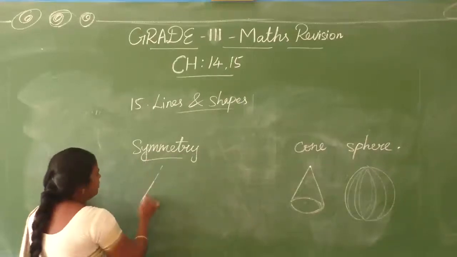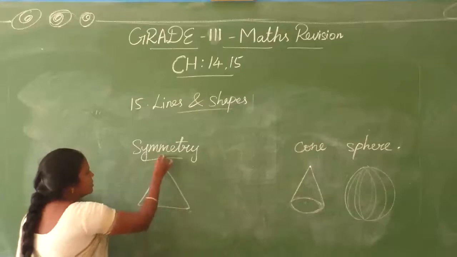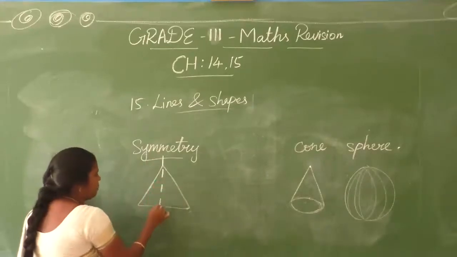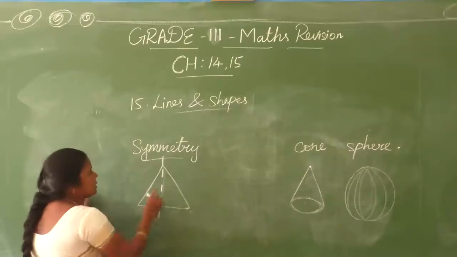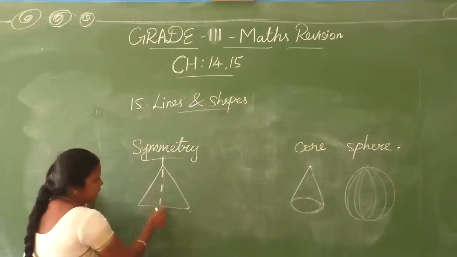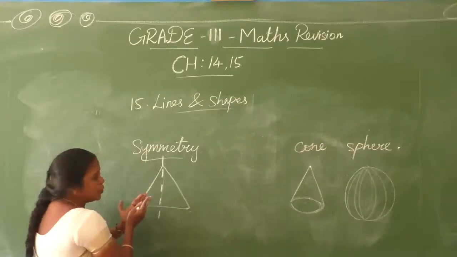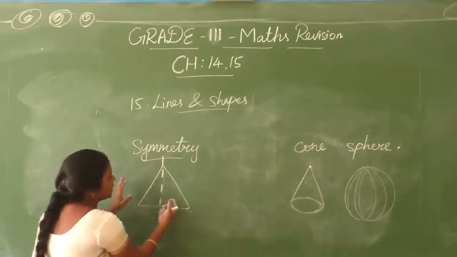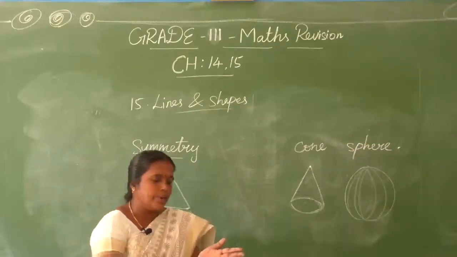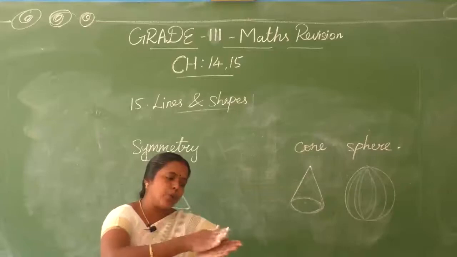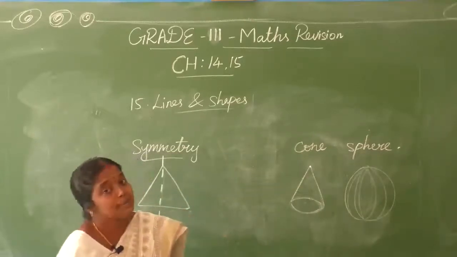See here, this is a triangle. Here this line is cutting the figure into two equal parts. So that line is called the line of symmetry. That is called symmetry. While folding the figure into two halves, each half will match with the other exactly. See, this is a hand. Now I am going to close it. Exactly, my hands are closing onto each other. That means these are called symmetrical figures.